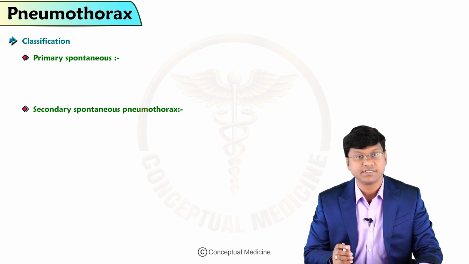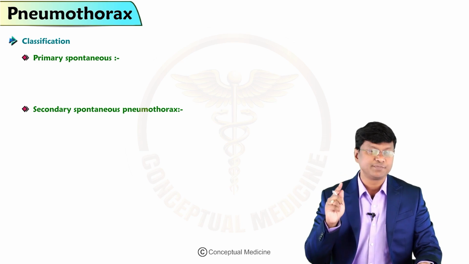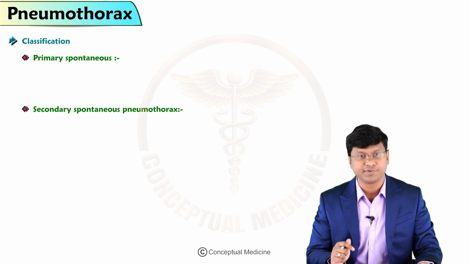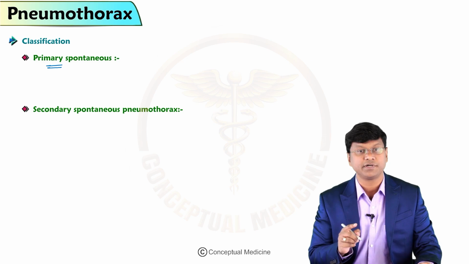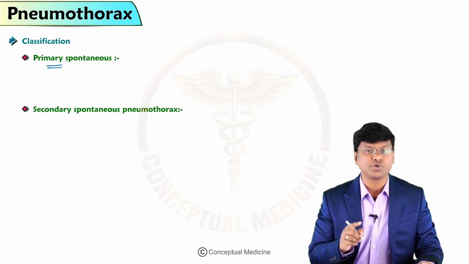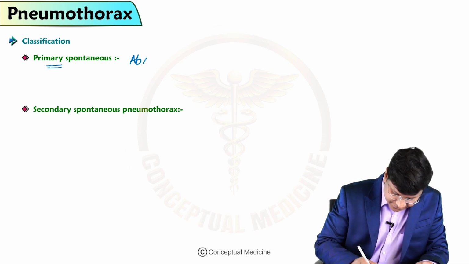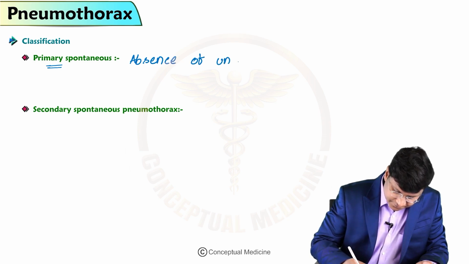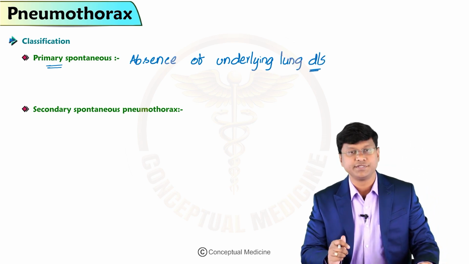If you take spontaneous pneumothorax, we have two subtypes. One is primary spontaneous pneumothorax and the other is secondary spontaneous pneumothorax. Now, what is primary spontaneous pneumothorax? Primary spontaneous pneumothorax occurs in the absence of an underlying lung disease. That is your primary spontaneous pneumothorax.